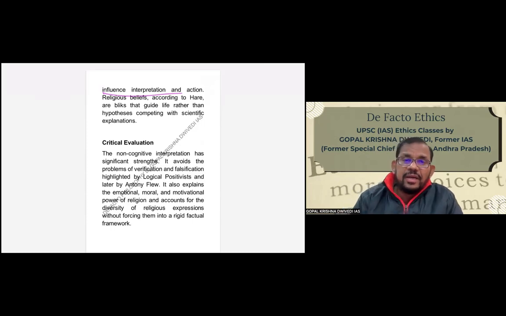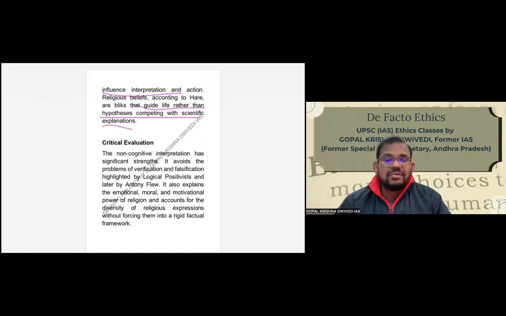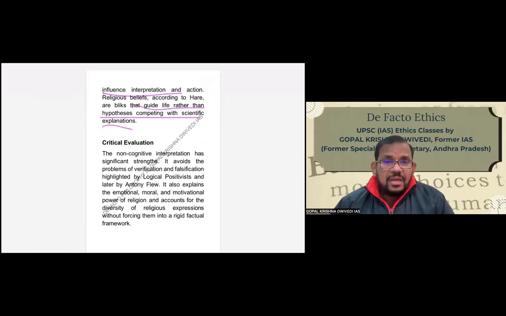And according to Hare, religious beliefs fall in this category. So therefore, religious beliefs are blicks that guide life rather than hypotheses competing with scientific explanation. So he has told that it may not be scientific, it may not be cognitive, but still very useful. And accordingly, he has given the Blick theory. Now, as I told, we will go by introduction, exposition, then critical evaluation, and then finally conclusion.